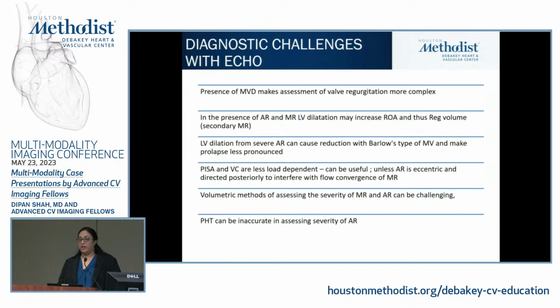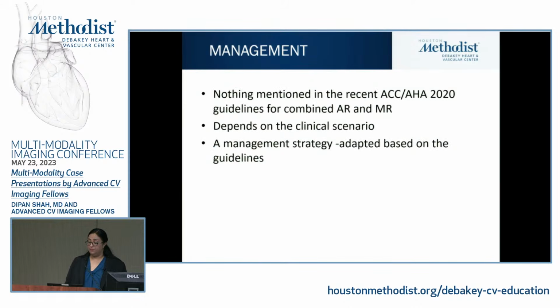PISA and vena contracta are less load dependent and can be useful in these situations as long as the AR is not eccentric and hitting on the flow convergence of the mitral regurgitation jet. Volumetric methods to assess can be challenging because left-sided assessment of forward flow is invalid as it includes both AR and MR, but if you have a good RVOT stroke volume to assess net forward flow, you could use that in this situation. And pressure half time can be inaccurate in assessing the severity of AR in these patients with multivalvular lesion.